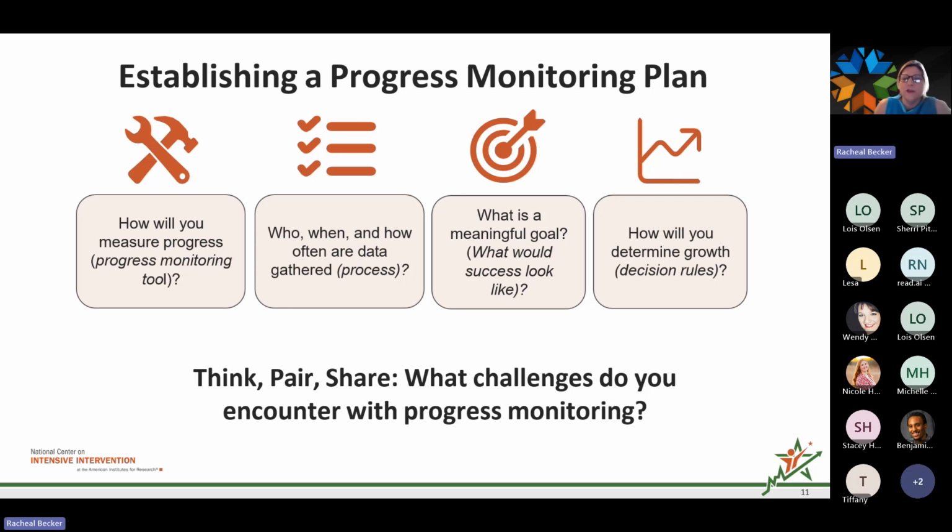Now, I did have a think, pair, share for this. What challenges do you encounter with progress monitoring? We don't necessarily need to do a think, pair, share, but if you have been progress monitoring or have experiences with that, you could drop it in the chat or talk about it with a collaborator. Okay, if there's nothing in there, we'll keep moving forward.